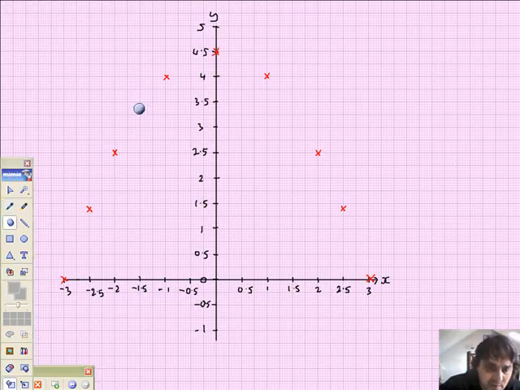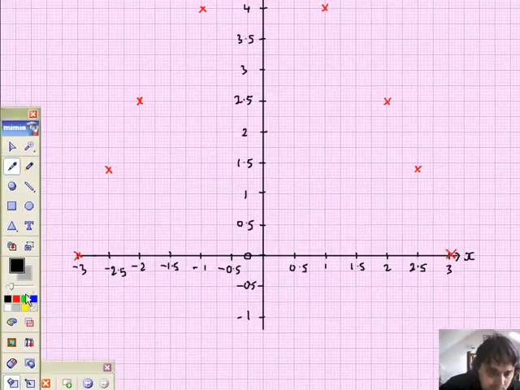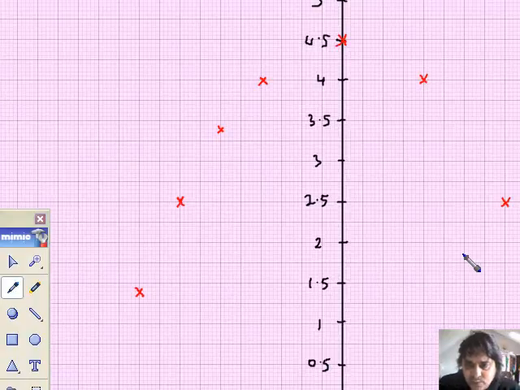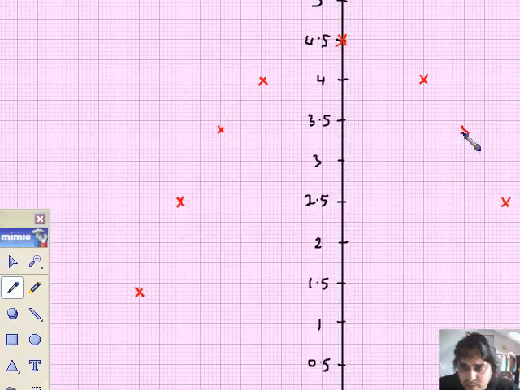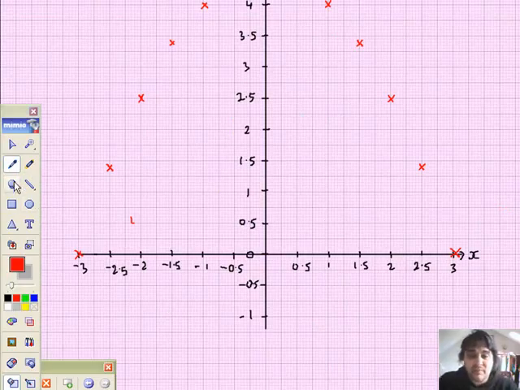Oh, that should be red. Lovely. 3.4, I agreed with myself. So 3.4 is there, and this one too will be 3.5. 2 squares away will be 3.4, and now I'm really happy with that curve. Just get rid of that little thing there.